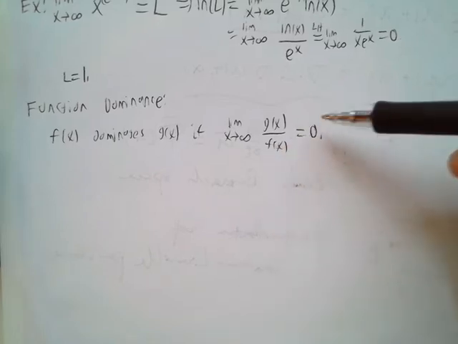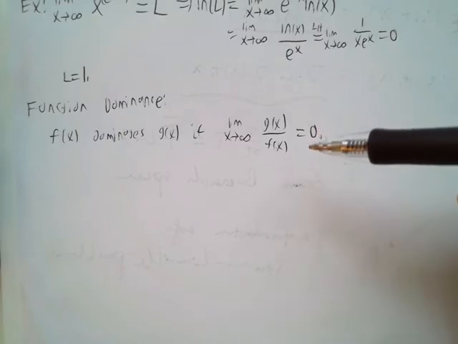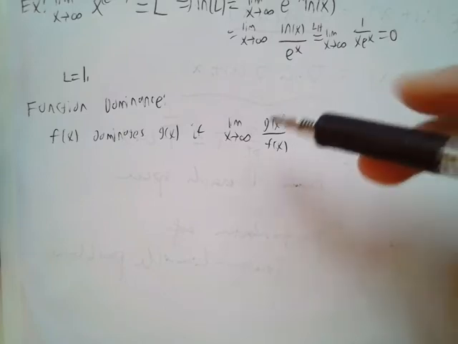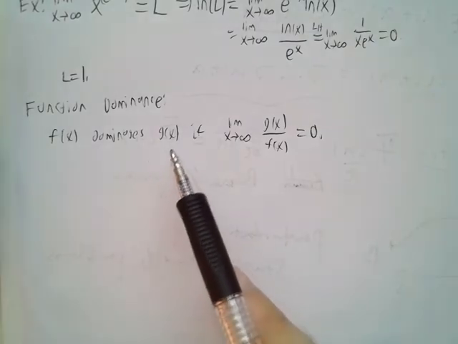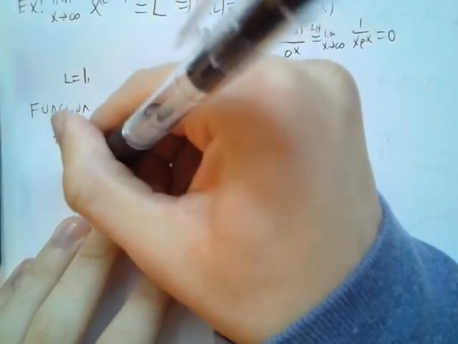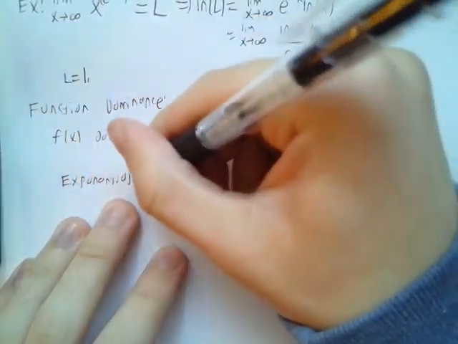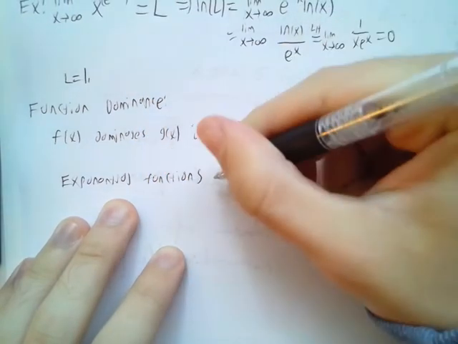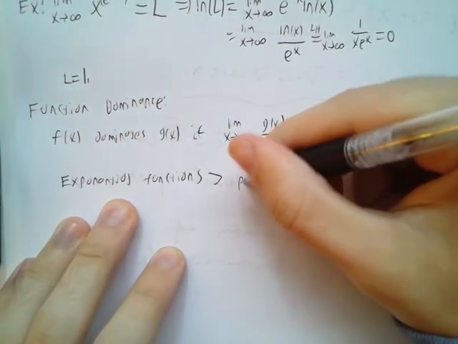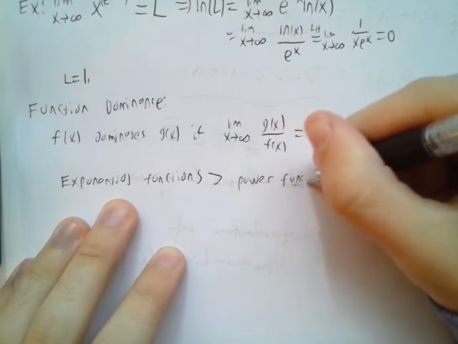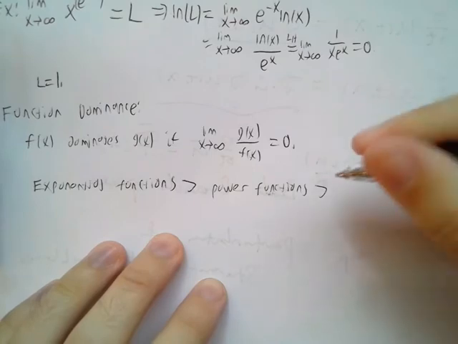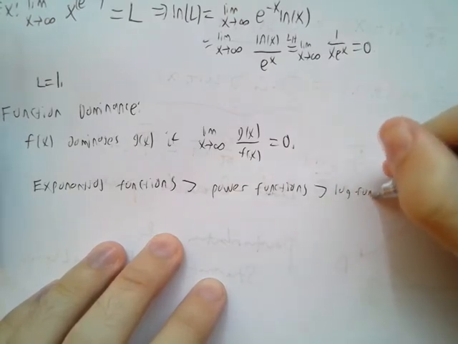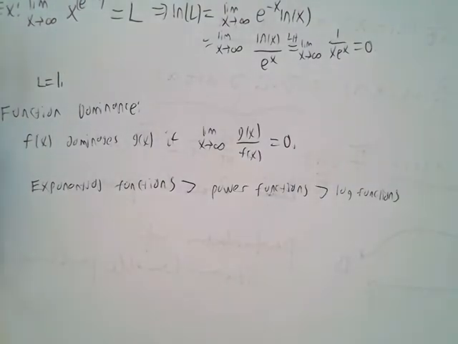So there's a general order to function dominance, which is roughly that exponential functions, things like e to the x, will dominate power functions. So things like x to the power p will dominate log functions. And so this sort of thing can be verified using L'Hopital's rule.